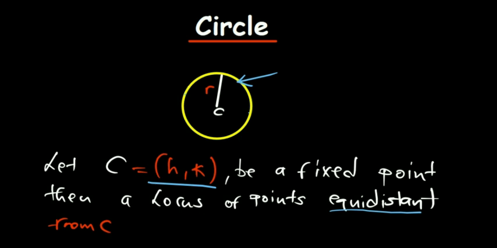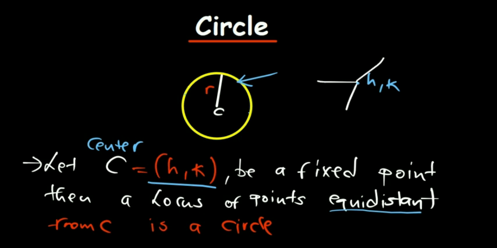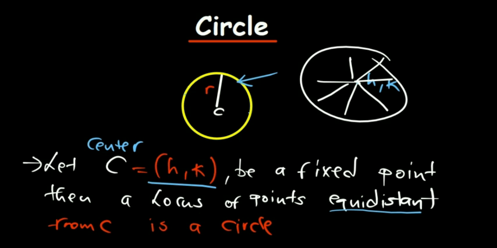Okay, so this is what a circle is. Let our center C be equal to h comma k, a fixed point, then a locus of points equidistant from C is a circle. So if you've got a fixed point h comma k, a set of points that are of equal distance to this point is what forms a circle. Okay, I hope you get the formal definition. Something very simple, something very basic, right?